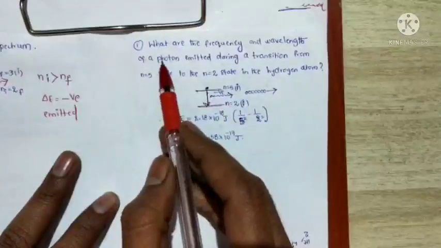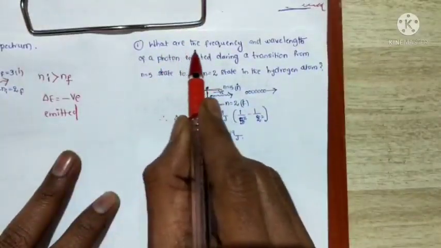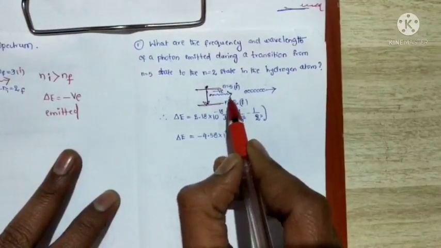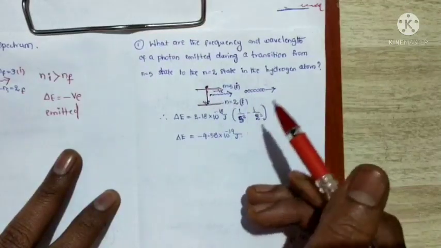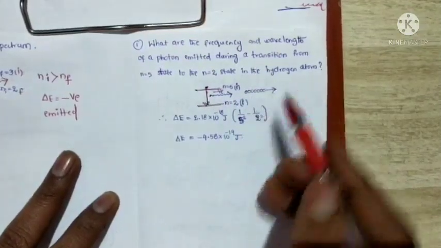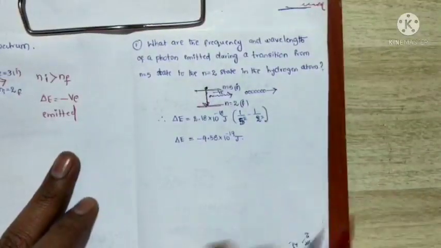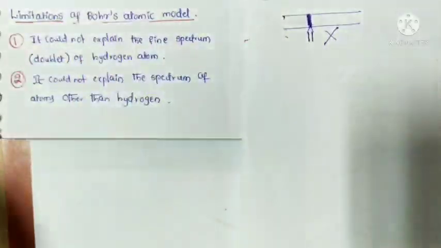So in this, what is to be calculated? The emitted photon has a frequency as well as a wavelength, so you will find them. Okay, so you will do it. If you did not understand, I will explain in another class. Okay, next one is limitations of Bohr's atomic model.